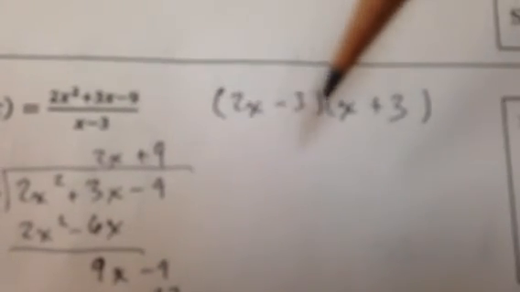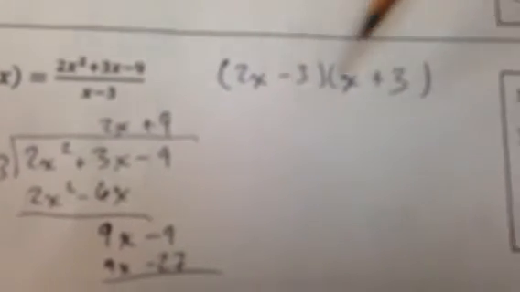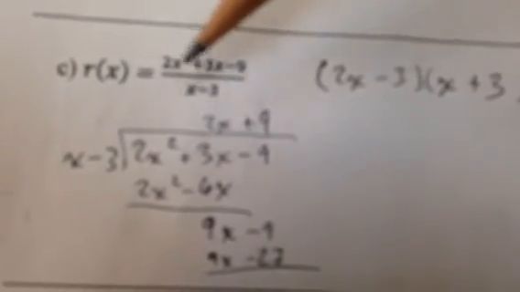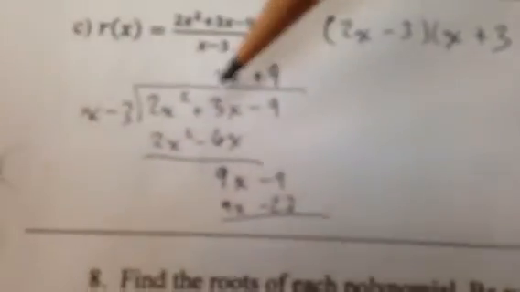Let's find the x-intercepts of this rational function, which once again are the zeros of the numerator. This was fun to factor. 2x minus 3 times x plus 3 are the factors of that numerator. That means the zeros are positive 3 halves and negative 3. Therefore, those are our x-intercepts, crossing the x-axis 2 times. The y-intercept is where x equals 0. Put in 0 in all those places, and you end up with negative 9 over negative 3. That means our y-intercept is positive 3.